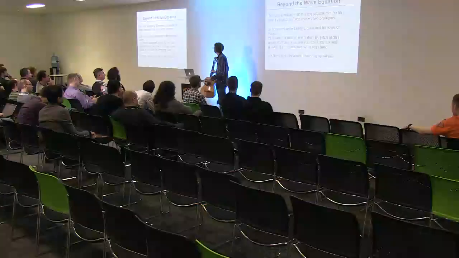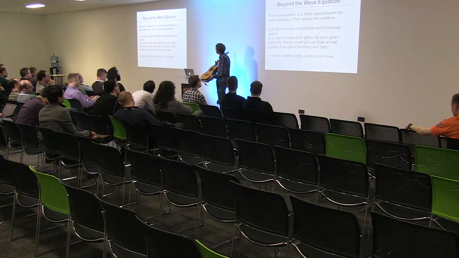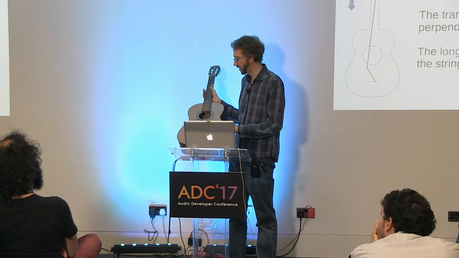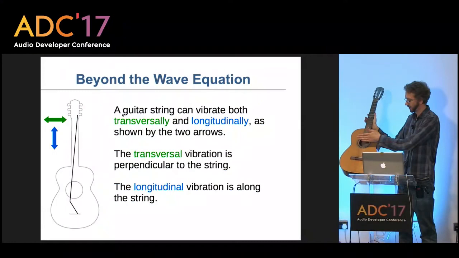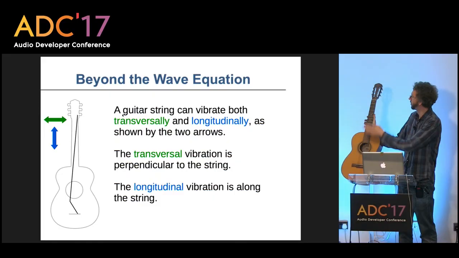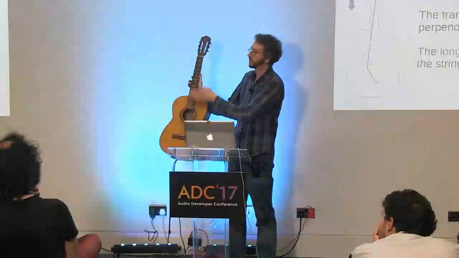And also, in real guitars, it turns out that the string can vibrate also longitudinally, which means it does not only vibrate in the transversal direction, which you can see with your bare eyes, but it also vibrates in the direction which goes from bridge to neck. So it also vibrates in this direction.